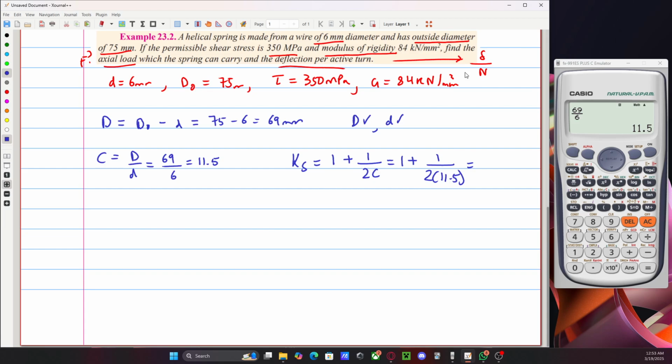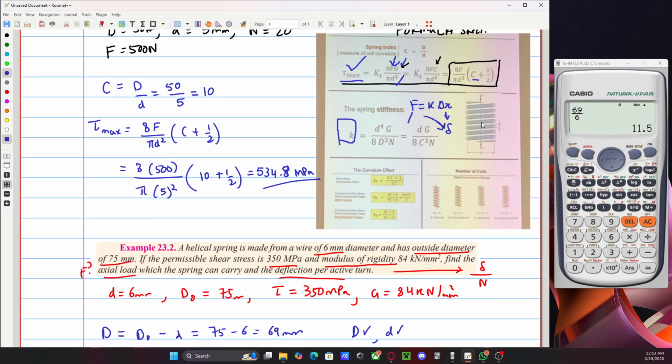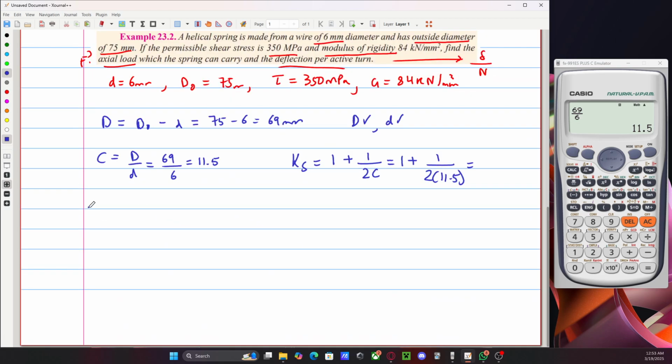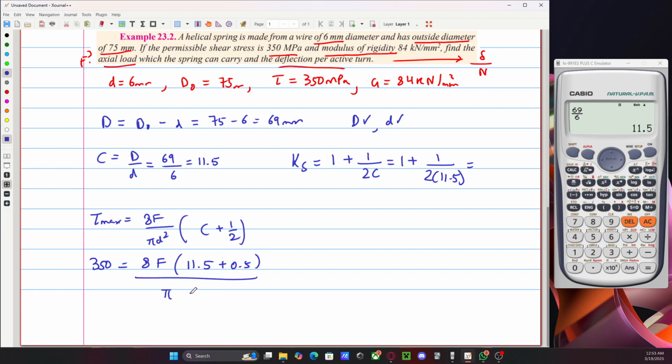So let's check this. Or alternatively, we can just use this formula. So if you want, let's go with this approach. Maybe it makes more sense. So tau max equals 8F over pi d squared times c plus a half, right? So let's put in these values. So we have 350 times 8F, which we don't know, times c plus a half. C is 11.5 plus 0.5, all over pi, and our small d is 6, so 6 squared, right?